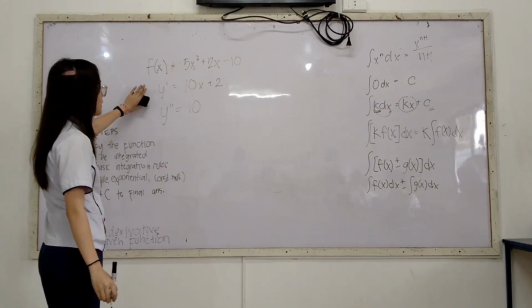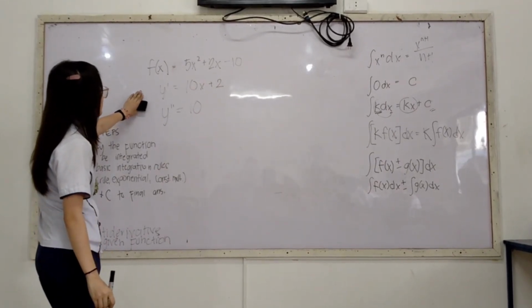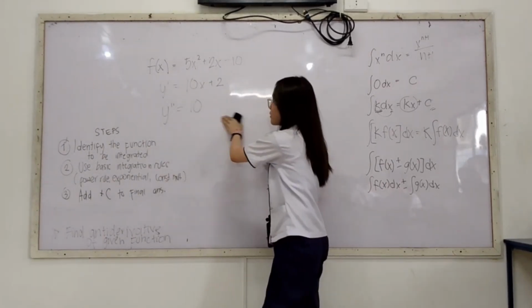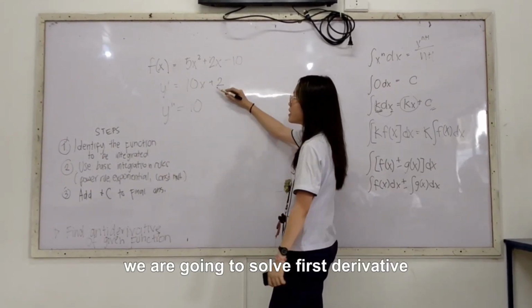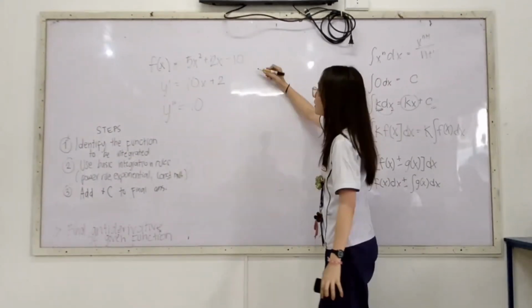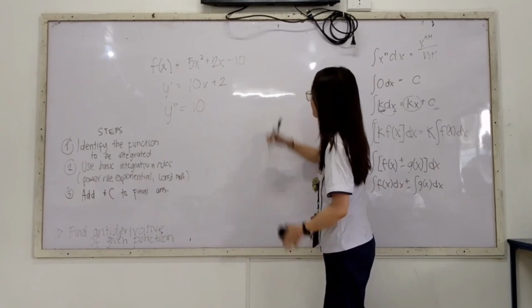Now we are going to assess that this is too complicated to solve. So we are going to solve the first derivative back to its original function. So here let's write.